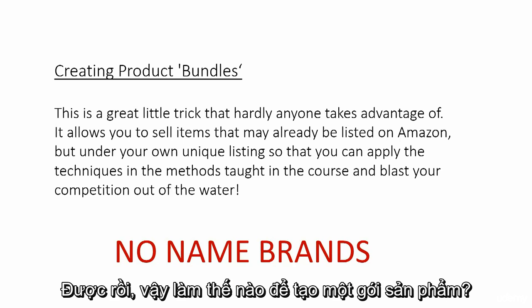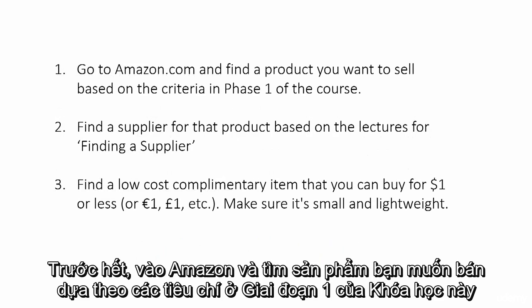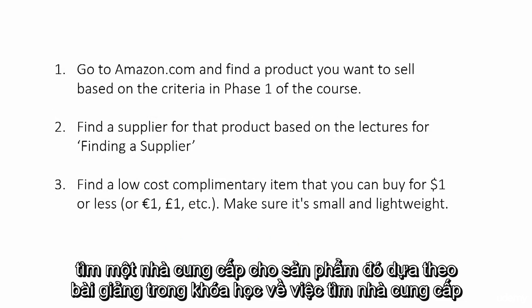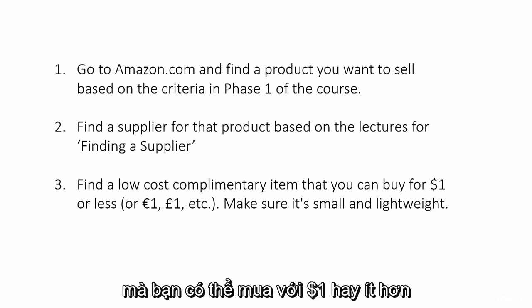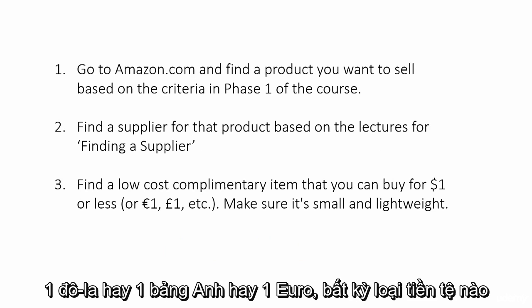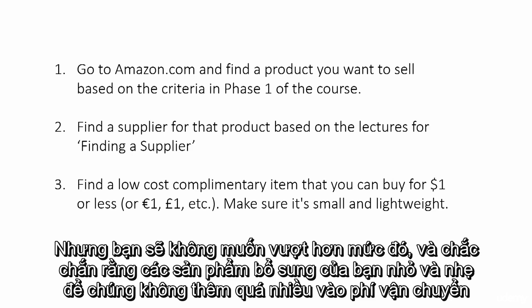All right, so how do you create a bundle? Well, first of all, go to Amazon and find a product you want to sell based on the criteria in phase 1 of this course. Find a supplier for that product, again based on the lectures in the course for finding a supplier. And then find a low-cost complementary item. It must be complementary to the main item, and you can buy it for around $1 or less. So $1 or £1 or €1, whatever the currency is. But you don't want to go much above that.